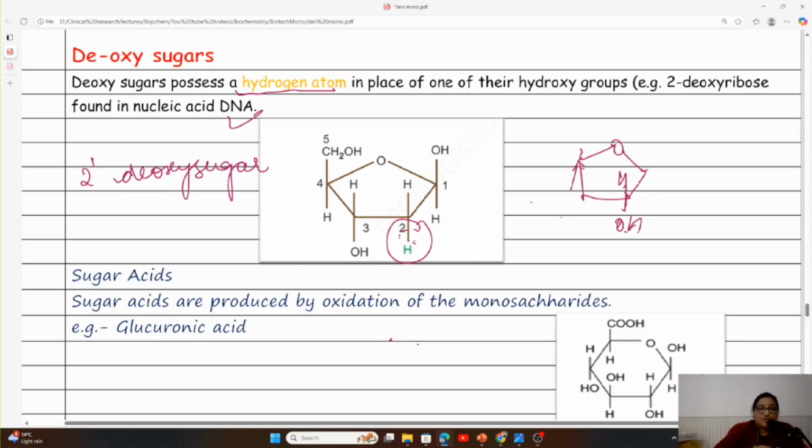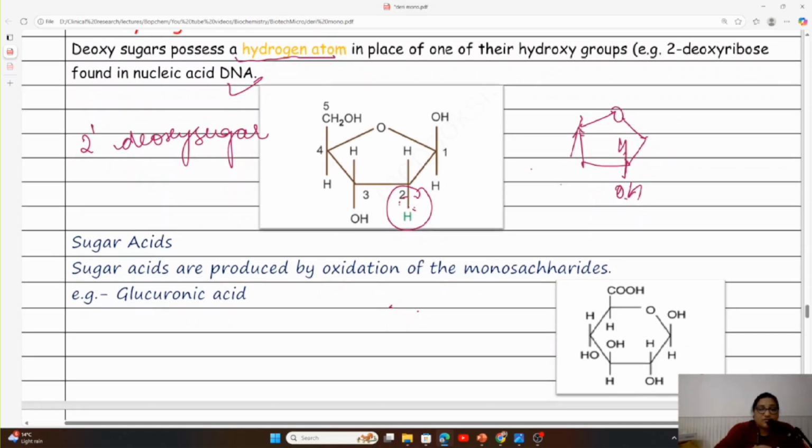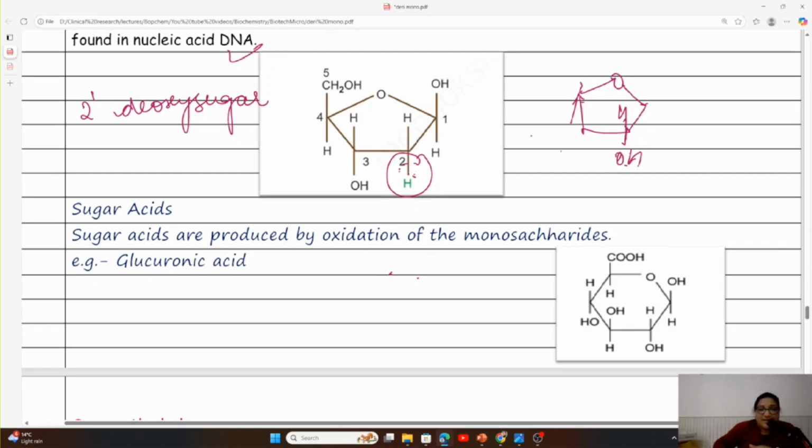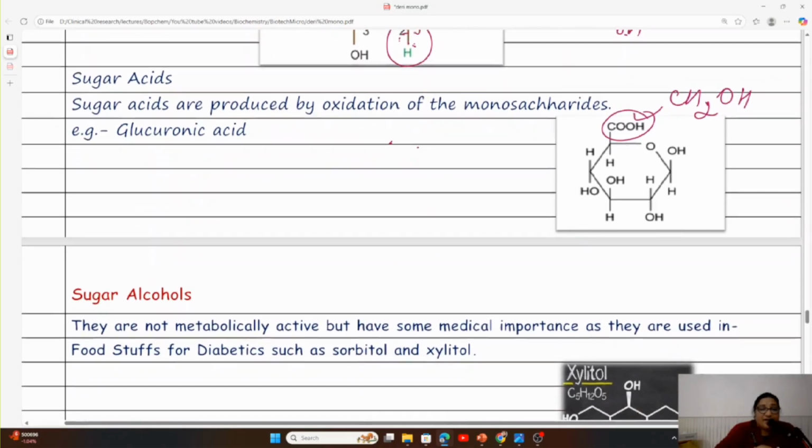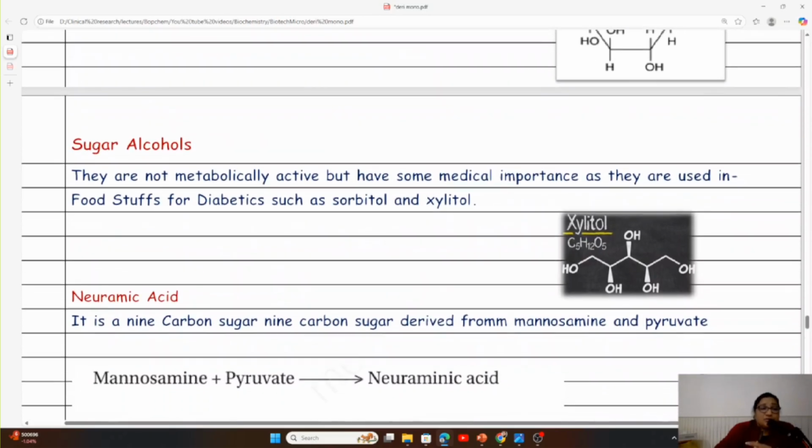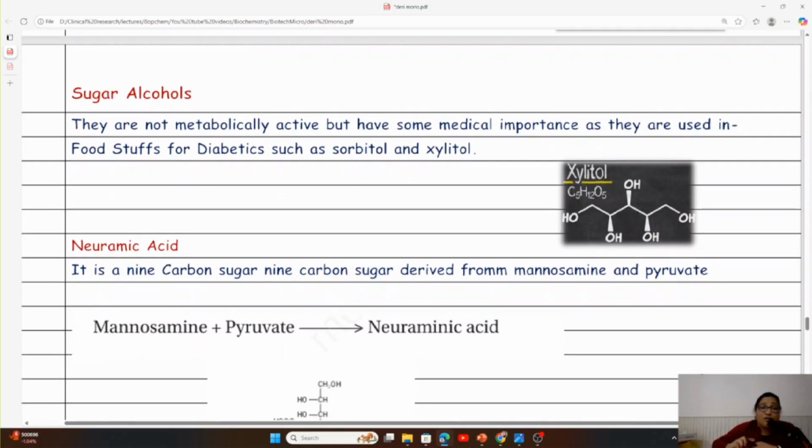Moreover, there are sugar acids that are produced by the oxidation of monosaccharides. For example, glucuronic acid. Here the CH2OH group has been replaced by the carboxylic acid group, and hence it becomes glucuronic acid. Further, there are also derivatives which are alcohols of the sugars. They are not metabolically very active, but they have certain medical importance, and they can be used in certain foodstuffs for diabetics, such as sorbitol and xylitol.